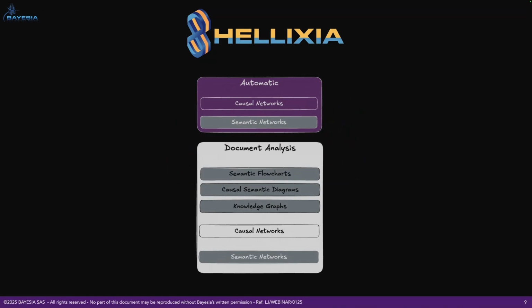Then we added a block for being able to analyze documents, right? This is something we added 3 or 4 months ago. By associating a knowledge file with Hellixia, we can create semantic flowcharts, causal semantic diagrams, knowledge graphs, but also causal networks and semantic networks. Again, in gray, this means that we are just using the qualitative part, and when it's not gray, this is really a Bayesian network.